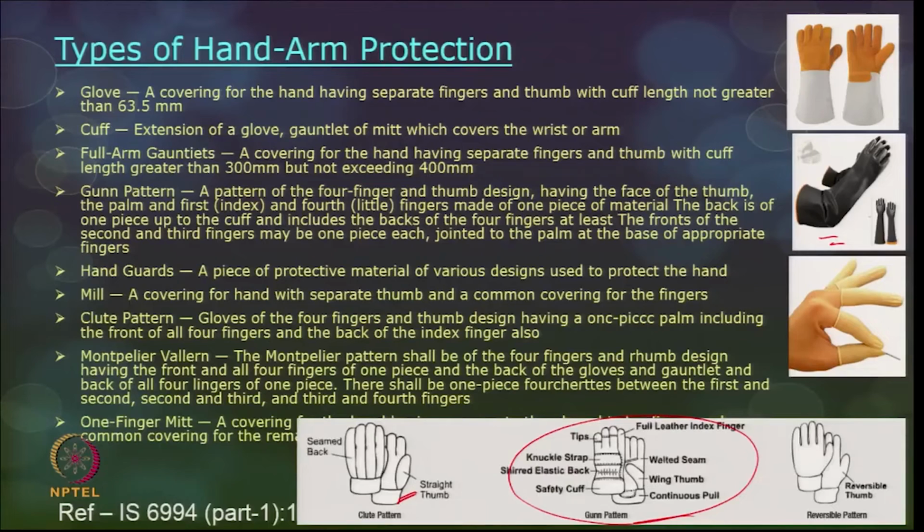Then Montpellier pattern. So, this pattern shall be of 4 fingers and thumb design, having the front and all 4 fingers of one piece, back of the gloves and the gauntlet of all the back fingers are of one piece. Okay. That is how it is.